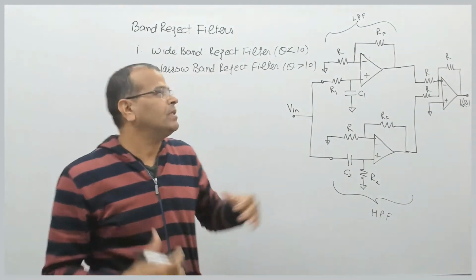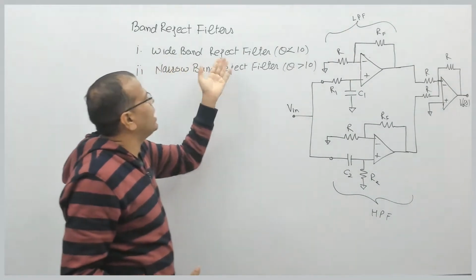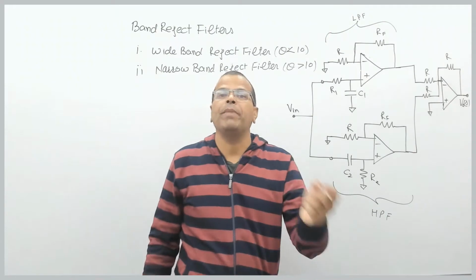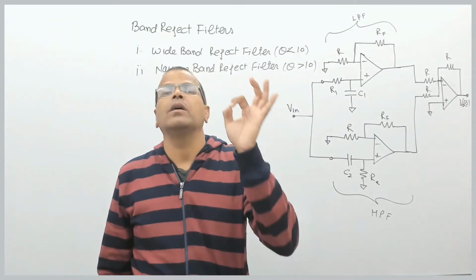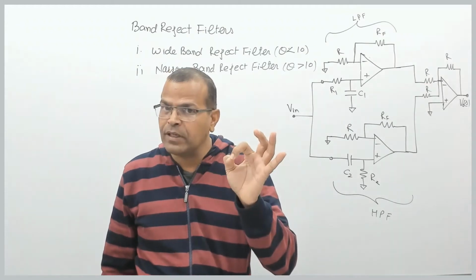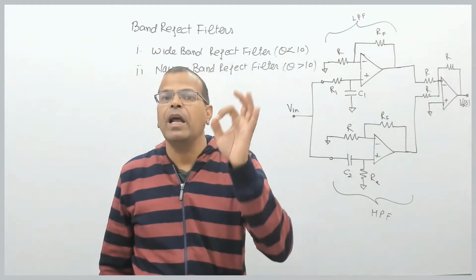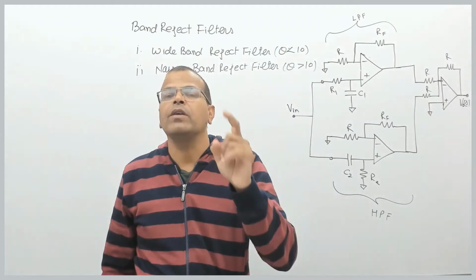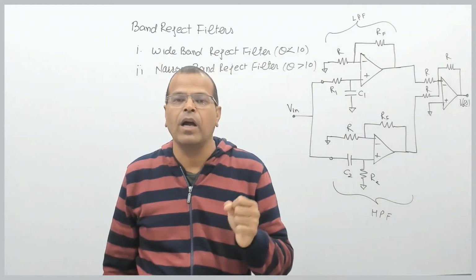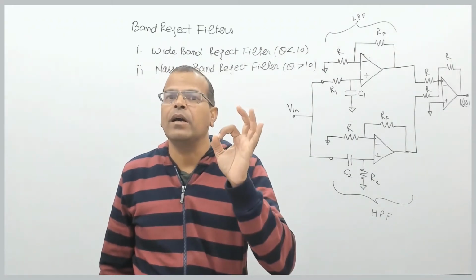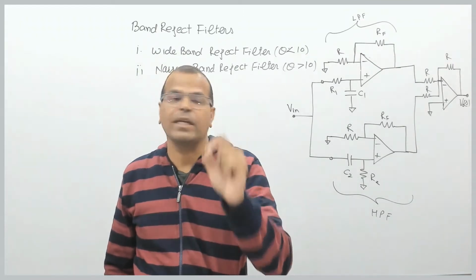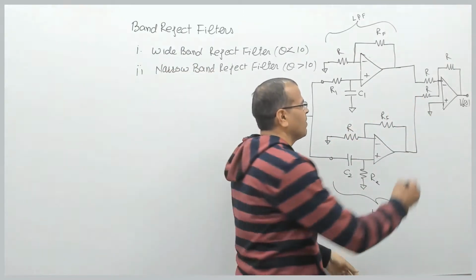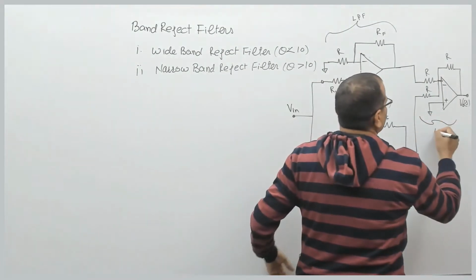So, a wide band reject filter can be implemented by using a simple non-inverting first order low pass filter and a non-inverting first order high pass filter, by connecting them at the input of a simple adding circuit. This is a simple adder. We have an adder circuit here.